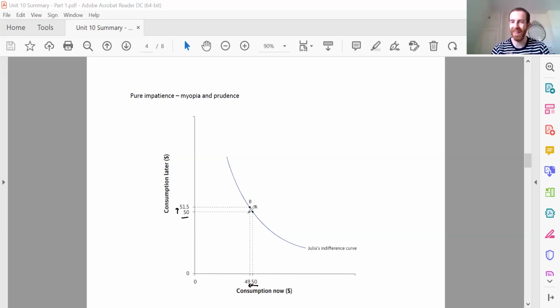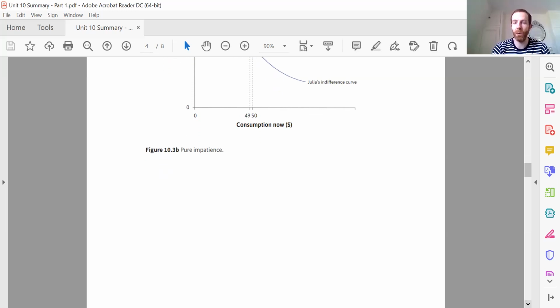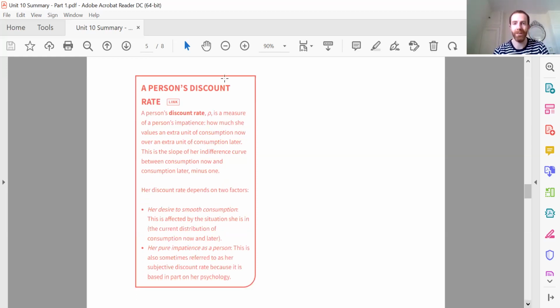Because they value now more, in order to convince them to take a cut right now, we have to offer them an increase tomorrow that's bigger than the cut right now. That's a perfect example of pure impatience, because it shows that the value someone puts on consumption today is higher than their value of consumption tomorrow. That's another reason for the shape of these indifference curves. So the overall shape is a consequence of two things: the desire to smooth consumption because of diminishing marginal returns to consumption, and also an element of pure impatience. And these things are captured by what we refer to as a person's discount rate.